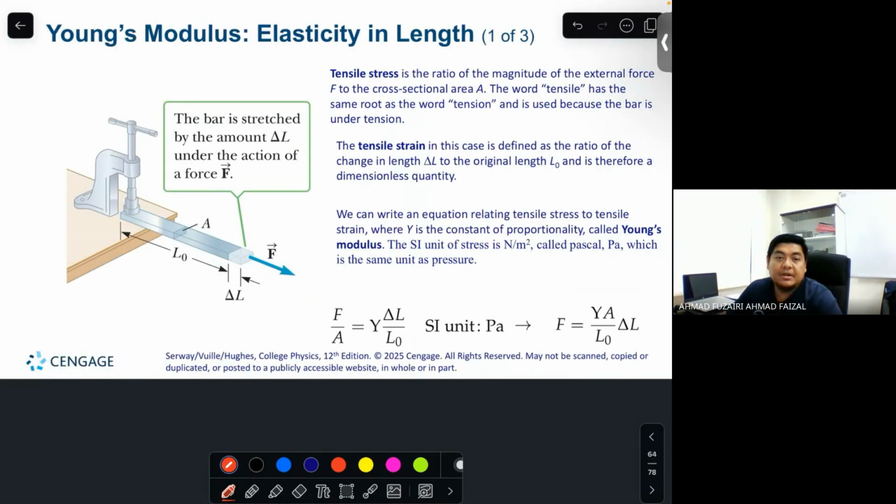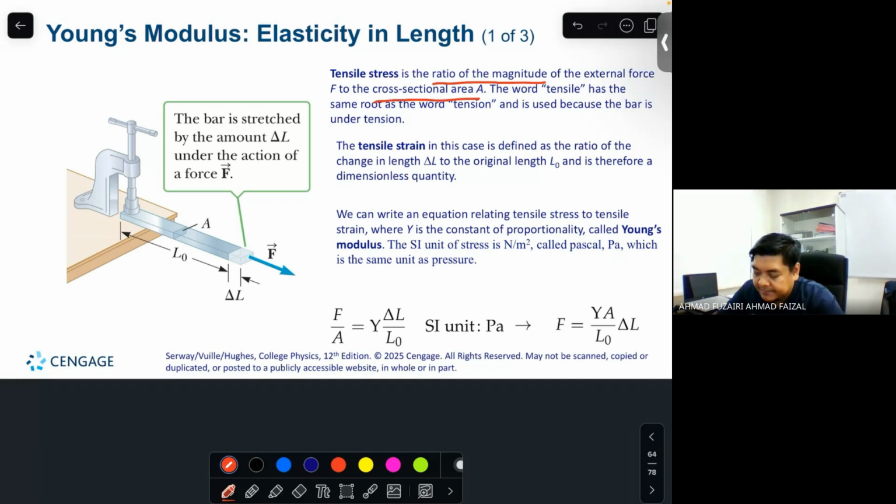First of all, we call it Young's modulus. That means the elasticity in length. So to consider Young's modulus, we need to look at elasticity with respect to length. First we need to look at tensile stress. So what is tensile stress? It is the ratio of the magnitude of the external force to the cross-sectional area.